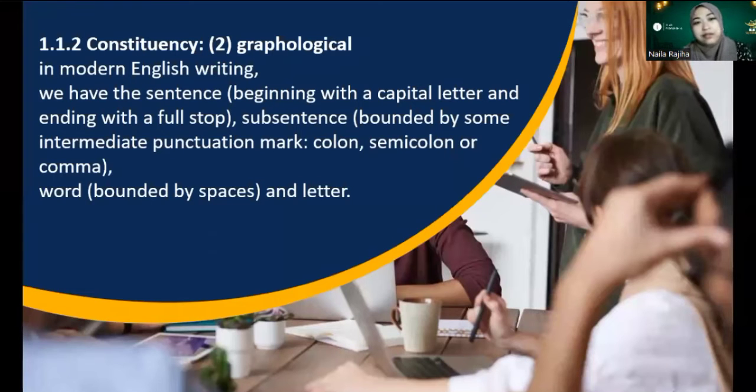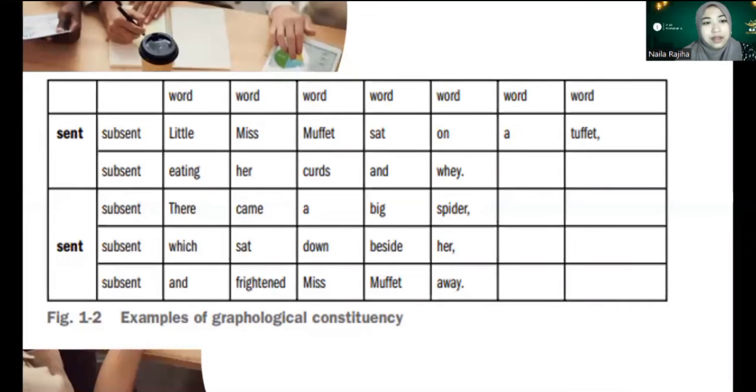The second one from constituency is about graphological. In modern English writing, the sentence begins with a capital letter and ends with a full stop, and also sub-sentences that are marked by punctuation marks such as colon, semicolon, or comma, or spaces and letters. You may see this is the sub-sentence and the word.